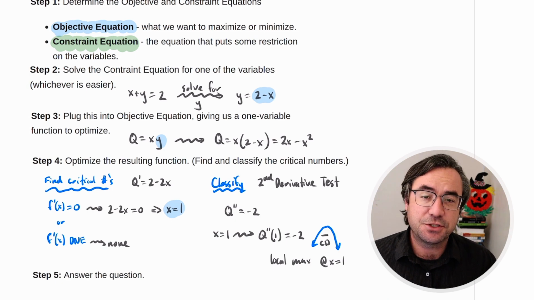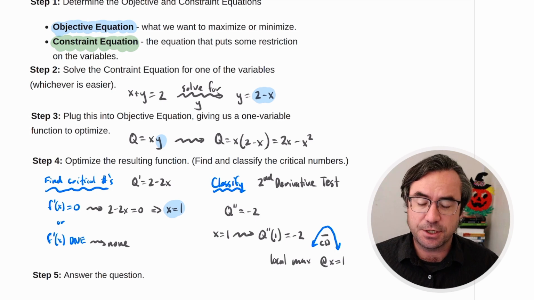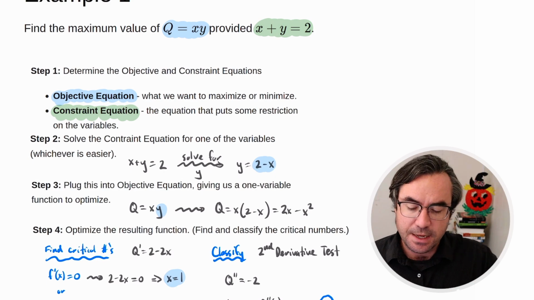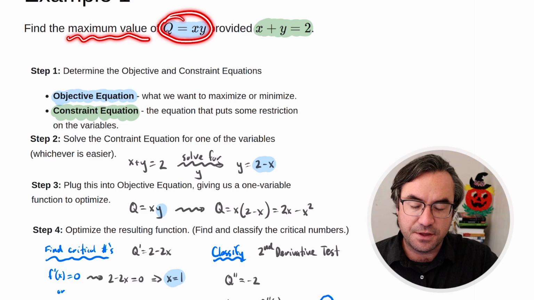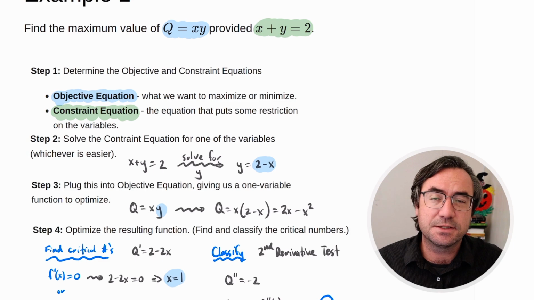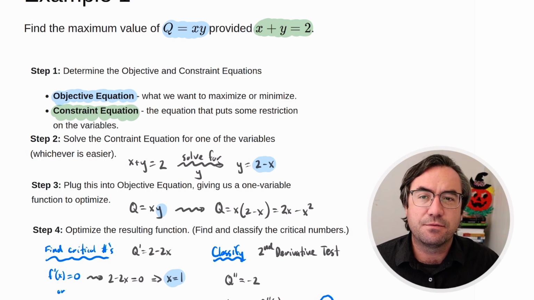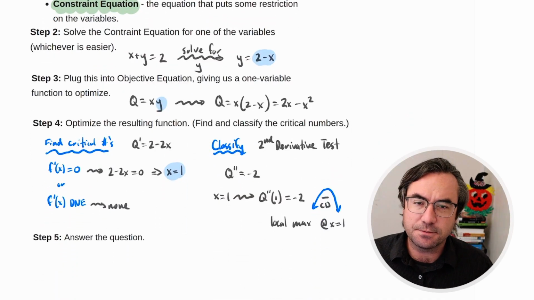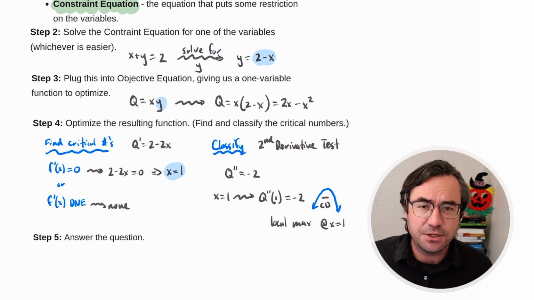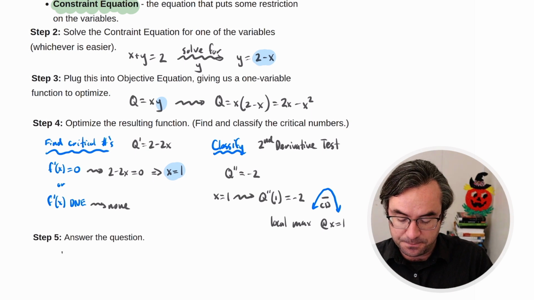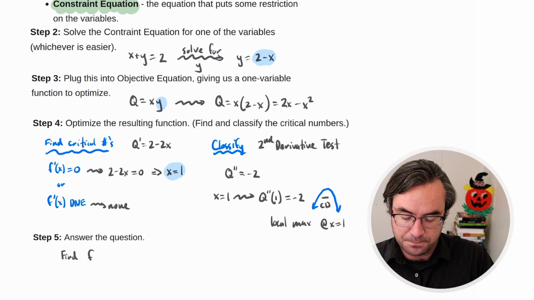And then the last step is just to make sure that we actually answer the question. So if we pop back up, what did it want us to do? It said find the max value of this function. So we found the x value when this function's maximized, but now we actually have to find the value of the function. Sometimes it'll say find x and y, or find the dimensions, or things like that. So you just have to read the question and see what it's actually asking for. So in this case, it said find the function value.